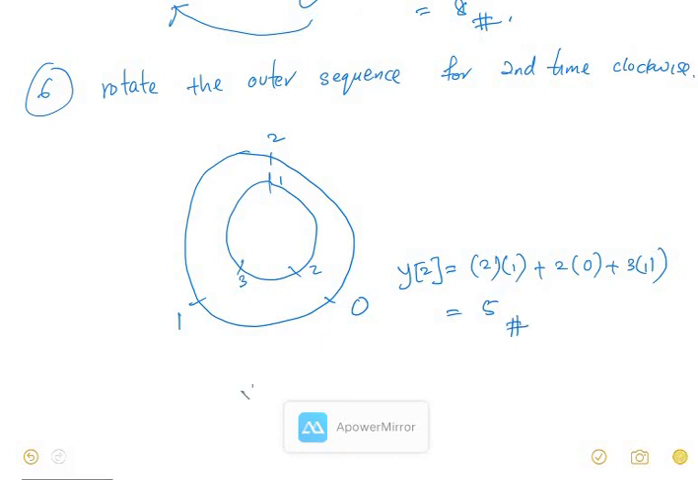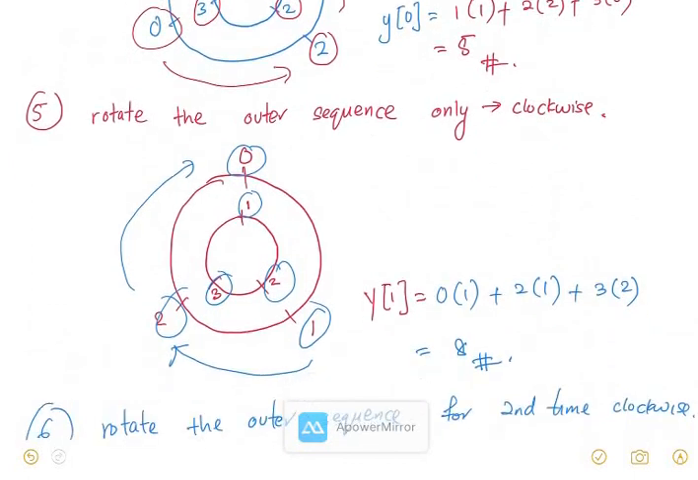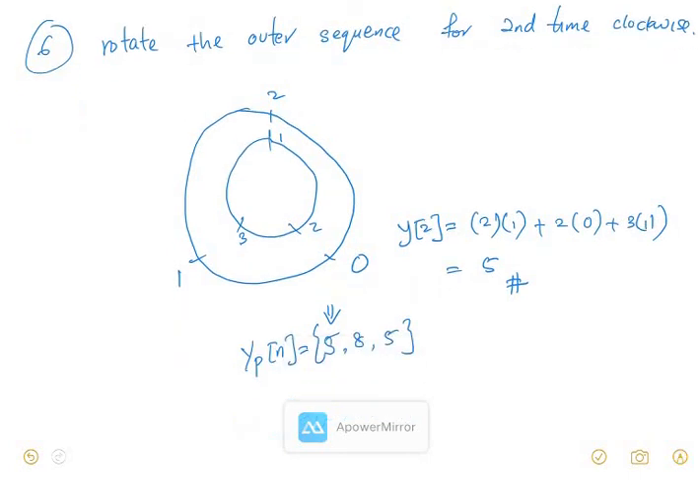Finally, you write down the answer, that is 5, 8, 5. So this is the cyclic method for the periodic convolution.